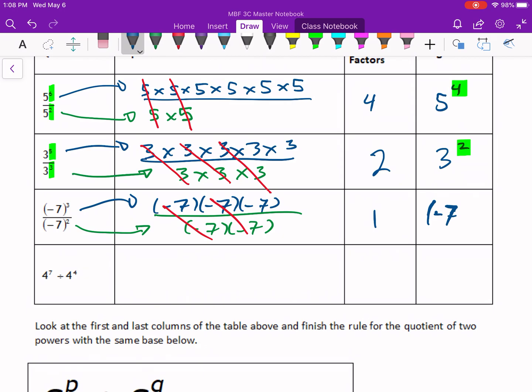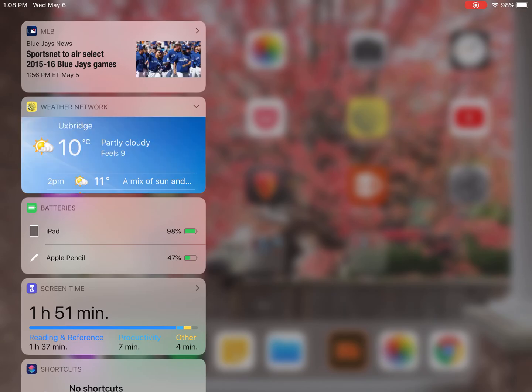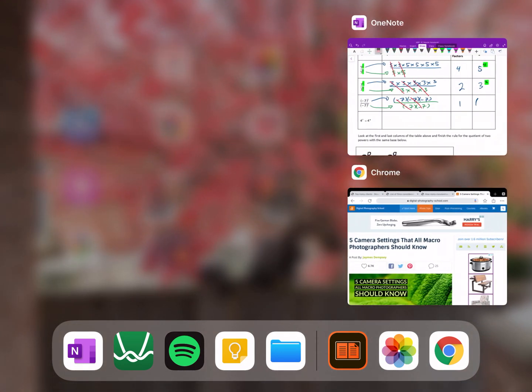Pen stopped writing properly all of a sudden. Let me just check how charged up my pen is. It's still good. Okay, it's just a glitch.